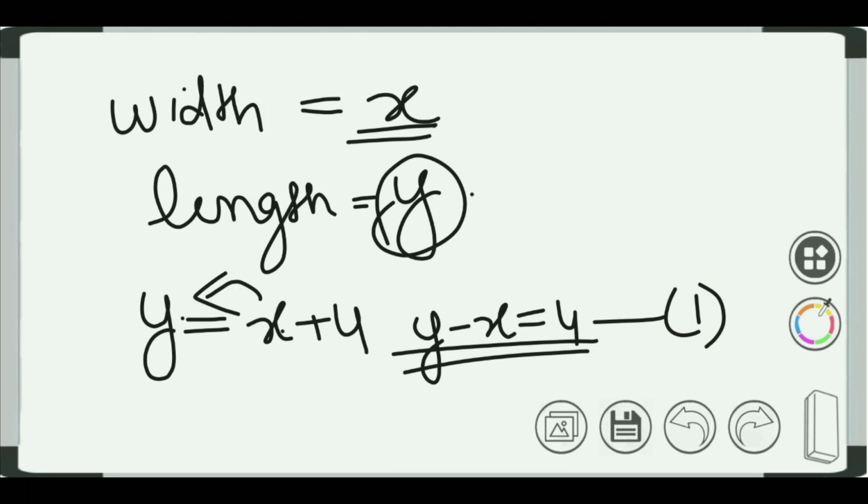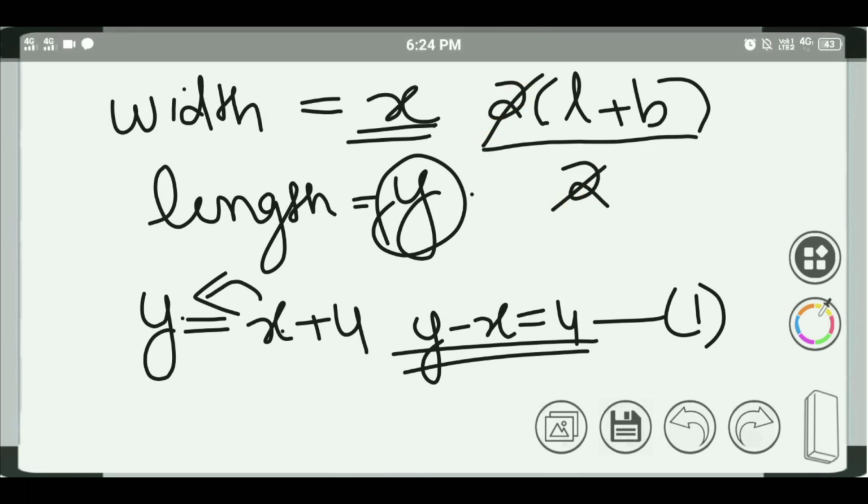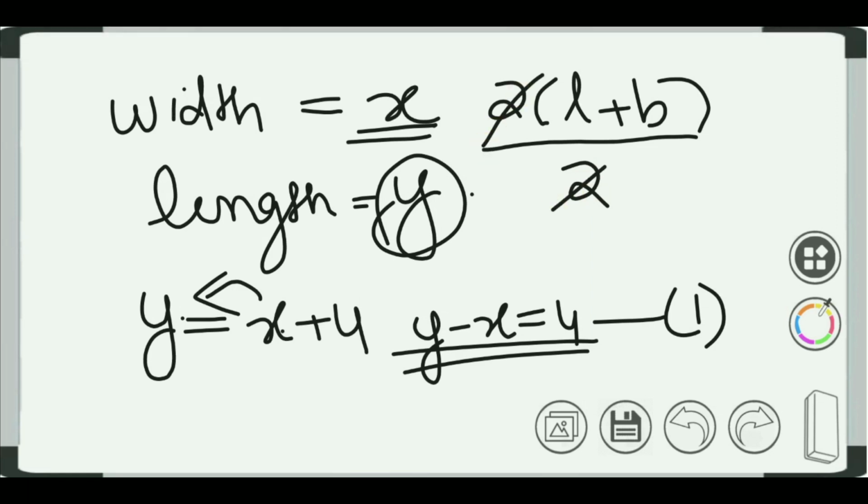Half of the perimeter of the rectangular garden is 36 meter. So what is the perimeter of a rectangle? 2 into (L plus B). This is the perimeter. They have given the half of perimeter. That means you need to take the half. Half means divided by 2. 2 got cancelled. So what is half the perimeter of rectangle? Just L plus B.